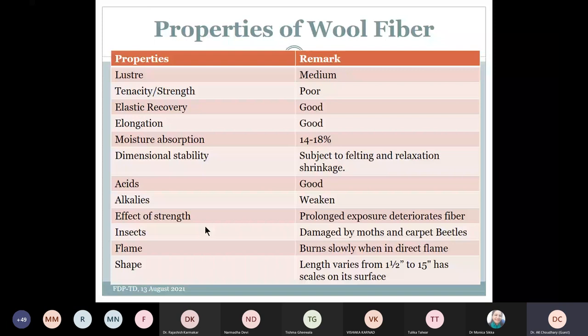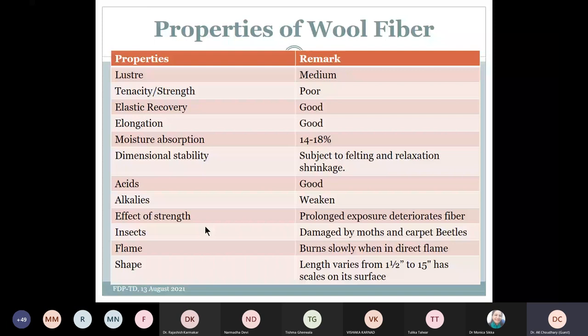Indian wools are normally used for coarse yarns, and through coarse yarn we get sweaters and other woolen garments. For fine applications, we always prefer to use imported wools.